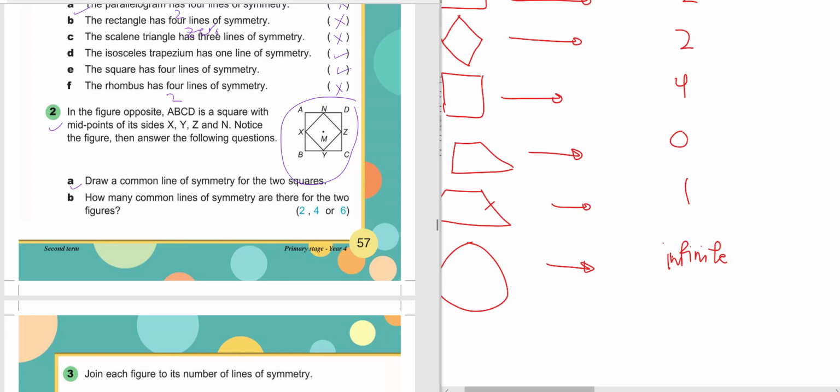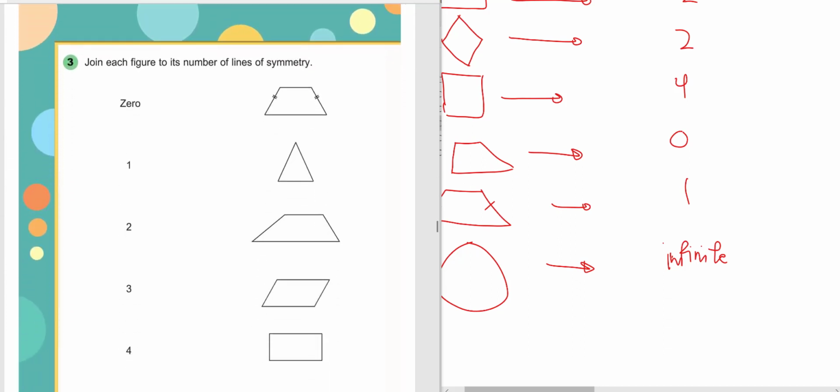This line may be this, or this, or this, also this line. How many common lines of symmetry are there for the two squares? We draw 4 lines.